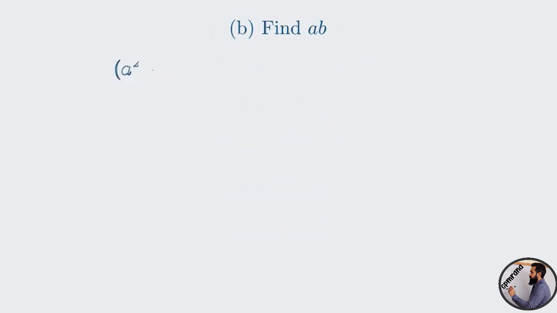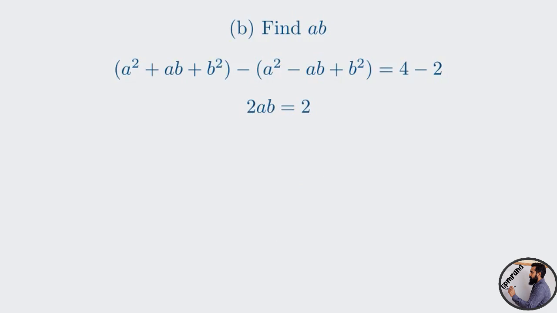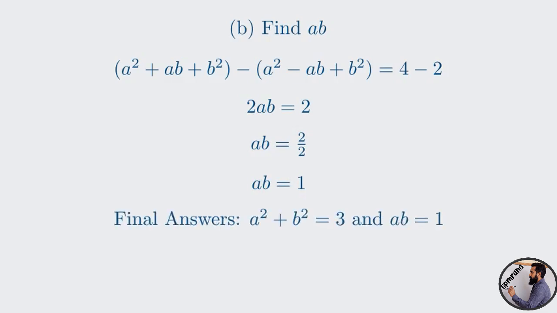Part B. To find the value of a times b, we subtract equation 3 from equation 2. The a squared and b squared terms cancel out, leaving us with 2ab equals 2. Finally, dividing by 2, we get a times b equals 1. We have found the values for both parts. Great job!